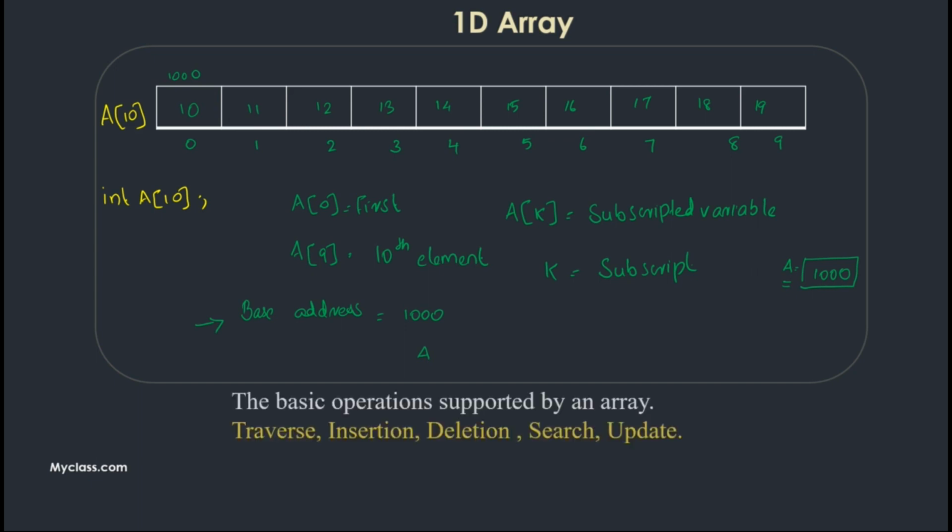The basic operations supported by an array are traverse, insertion, deletion, search and update. Traverse means we can visit all the values here, or we can process each value, or we can print each value. Like that we want to traverse to find all these values. That is the traverse.